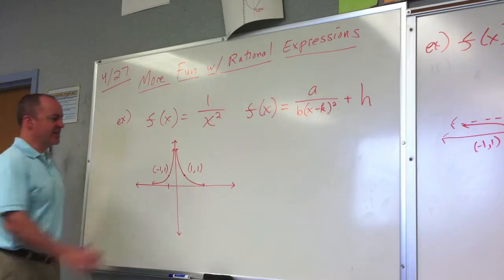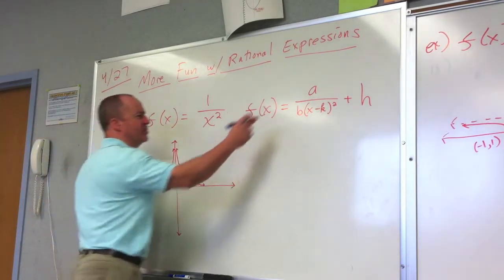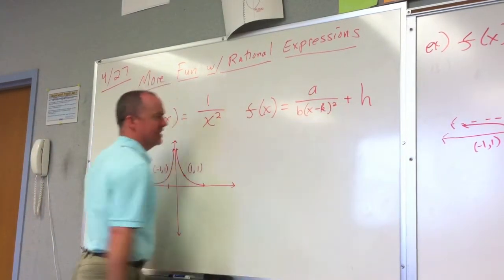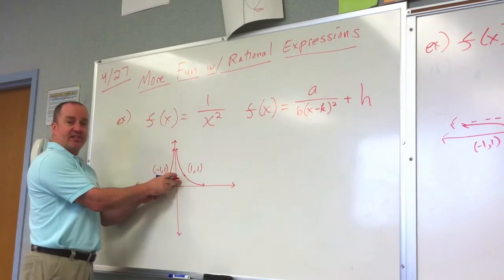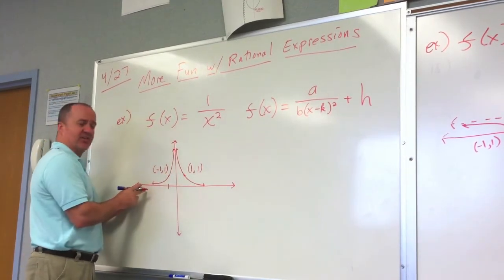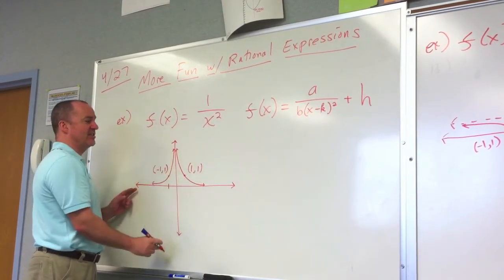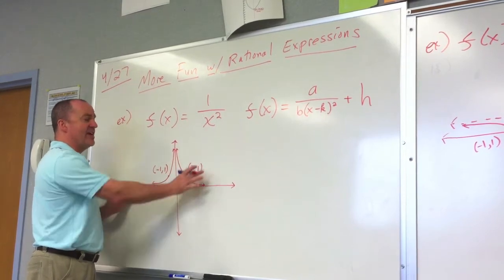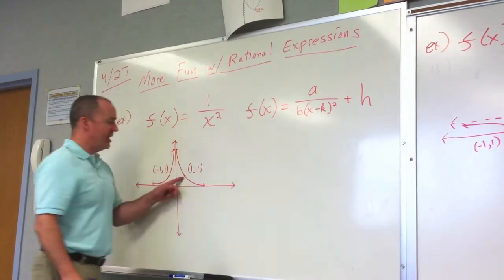Yes, this can get shifted. I don't think any of the homework even uses a and b. I believe it just uses k and h. So it looks like this. The x-axis is a horizontal asymptote. The y-axis is a vertical asymptote. They move with the shifts, and these points move.